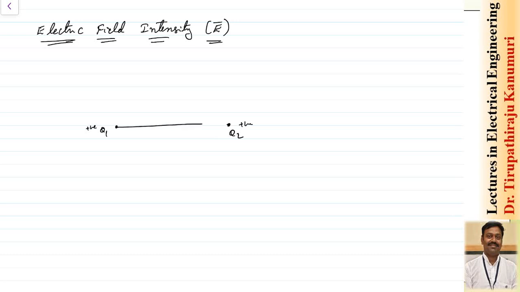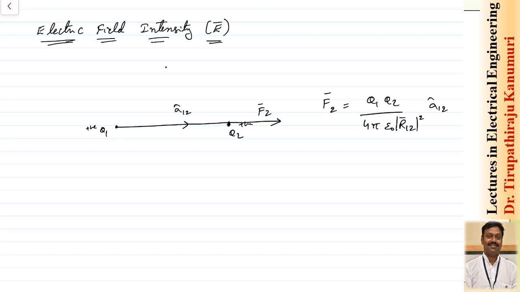Then a force of repulsion will be acting on Q2 and it will be in the line joining the points 1 and 2. This I can represent by the unit vector A12. In this direction the force will be acting on this. This is what we have studied. And we have seen that the force acting on the second charge due to the first charge is given by Q1 Q2 divided by 4 pi epsilon naught into the distance between these two, R12 square, and this will be multiplied with the unit vector A12 because this force is a vector quantity.